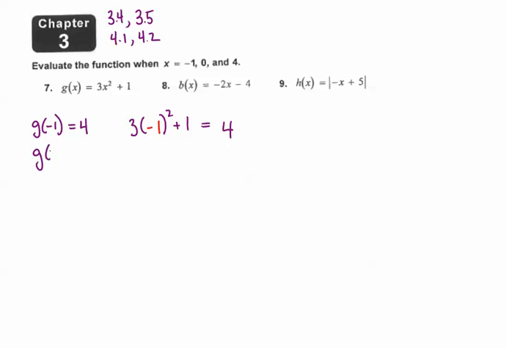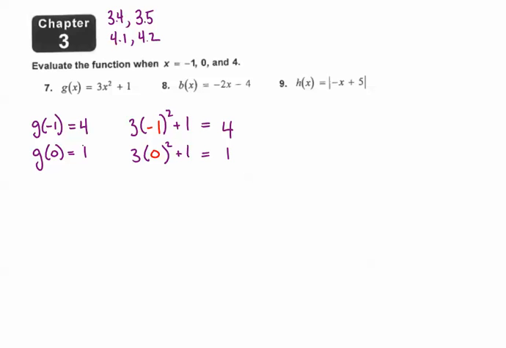Second example, we want to evaluate the function when x is 0. And what is that going to come out to be? So we're going to say, let's multiply 3 times 0 squared plus 1. Notice that the only thing that goes inside the parentheses is the x value that we're substituting. And we would have 3 times 0 is 0 plus 1 is 1. So g of 0 is 1.